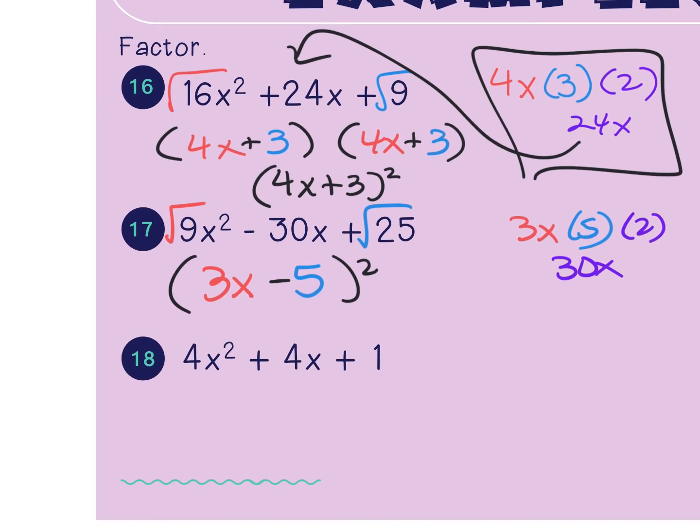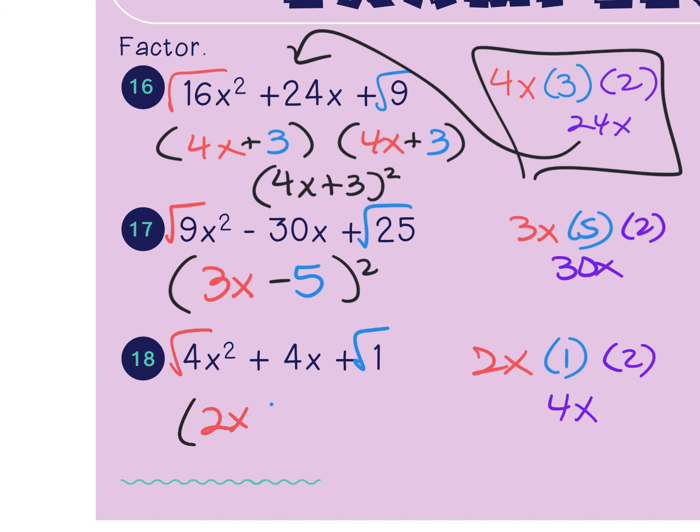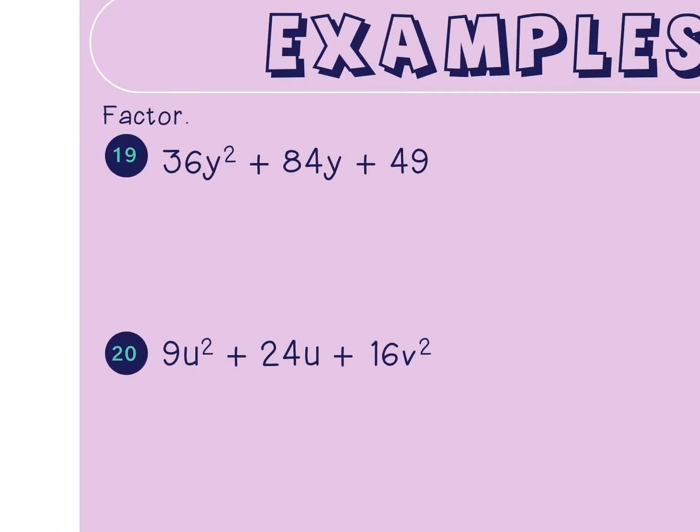Same thing on the next one. Square root, square root. Square root of 4x squared is 2x. Square root of 1 is 1. Double it. I get 4x, which is the middle. So now I just have to do 2x plus that square root of 1 with the sign of the middle, and it's squared. Okay, so for the next one, again, we're going to square root.